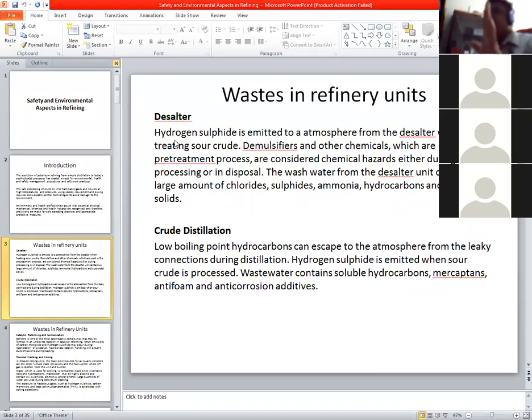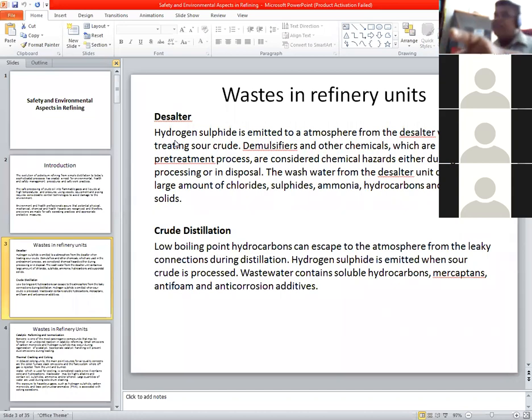Because due to that, as we know, our catalyst will be deactivated. Conversion will not go higher, and yield also will be lower and lower. And emissions, that is the main concern.